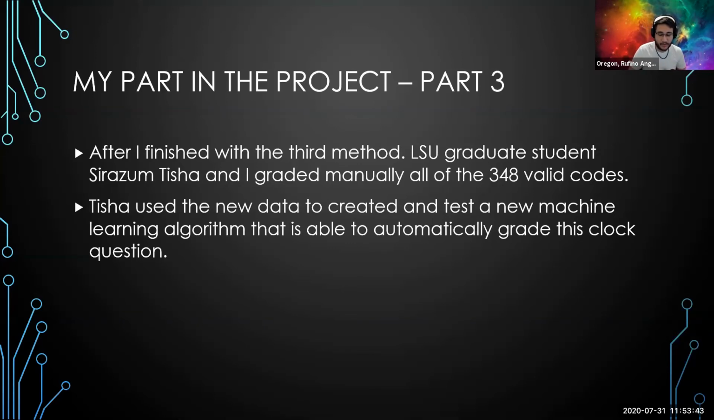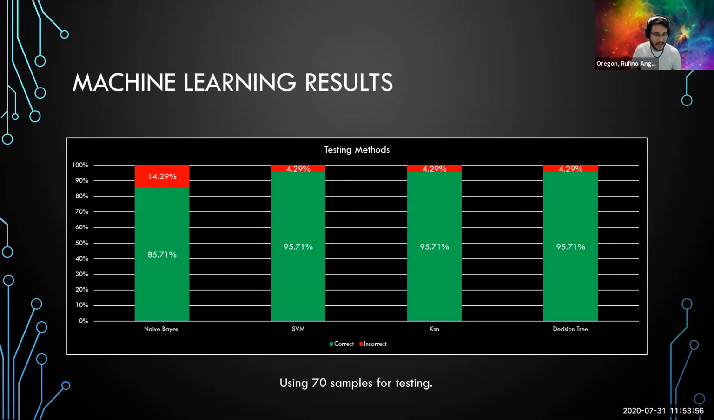Then after we finished reading the 348 valid codes, Tisha used this new data with the grade that we gave to create a new program that is able to grade this specific question that asked the high school students to create an analog clock. In the latest results, these are the four methods that Tisha prefers, and from what we can see, all three of them are very successful, being 95% correct when grading the 70 samples that we use for testing. So we are doing good on this part.